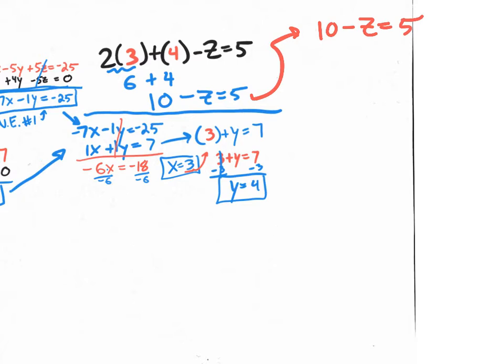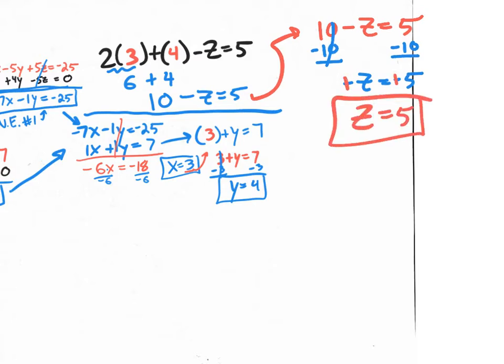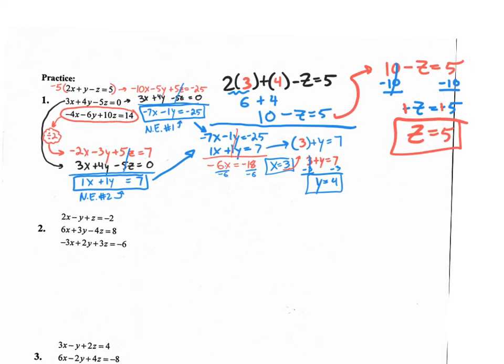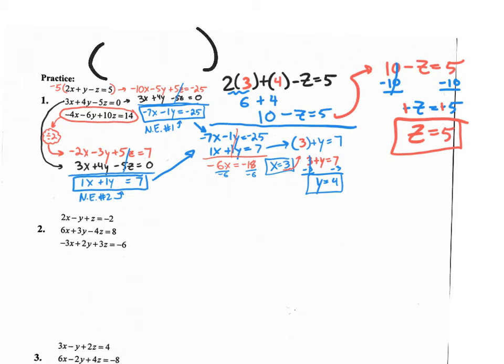So my next step would be to get rid of the 10 by subtracting 10. Subtracting 10 cancels out. Negative z equals negative 5. Final step is to just change the sign. Z equals 5. Ta-da! So our ordered triple is, the answer is 3, 4, 5. Okay, so that was our first problem.